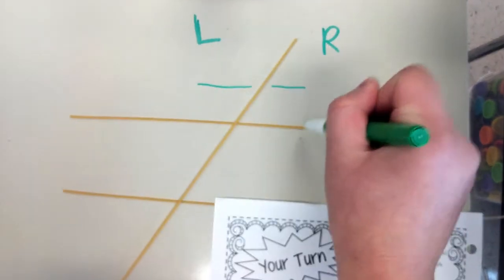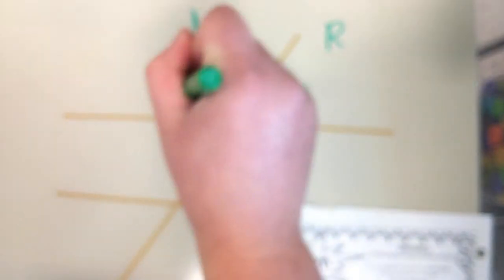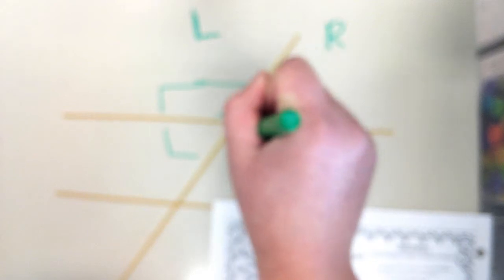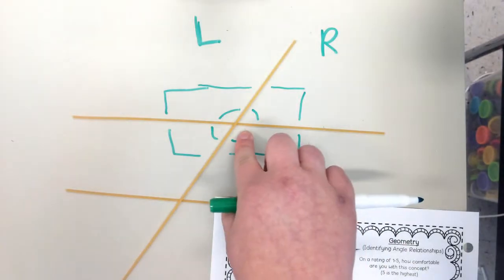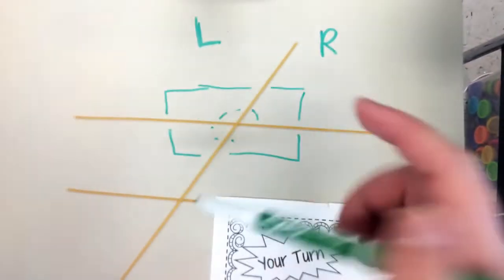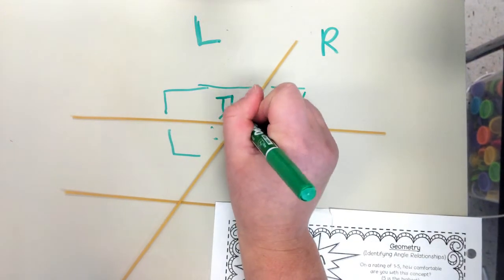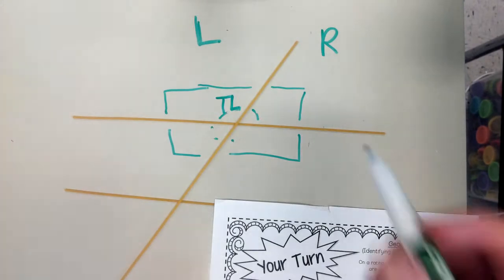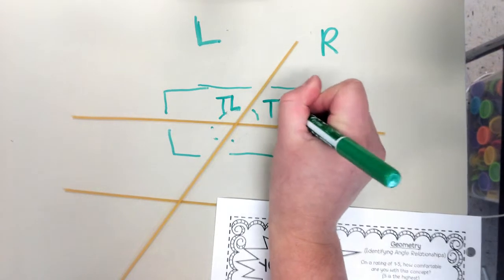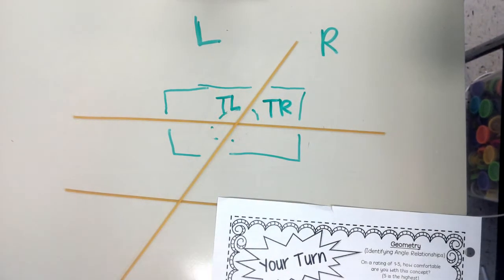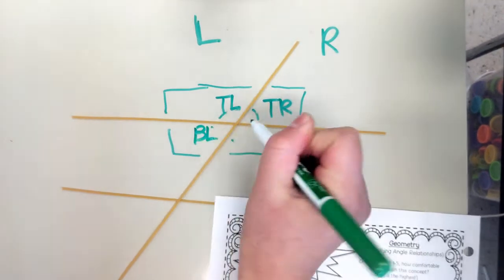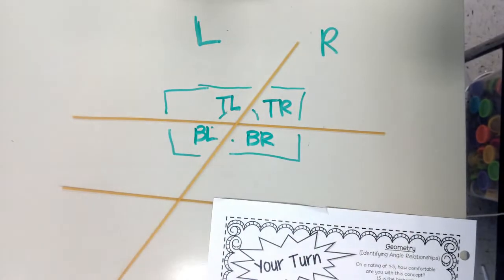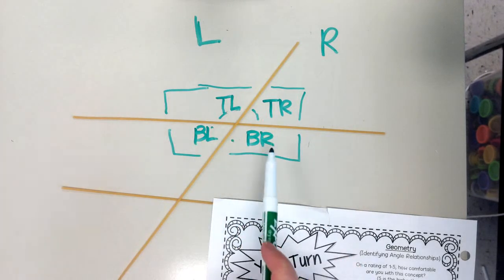Okay, so if I just look at this top part right here, I've got 4 different angles that formed. I've got an angle here, an angle here, an angle here, and an angle here. So I'm going to call this one my top left, and I'm going to label it TL for top left. So then the other one on the other side of the line, what do you think I'm going to call that? Top right. So it's on the top and it's on the right side. Then down here I've got bottom left, bottom right. So again, top left, top right, bottom left, bottom right is how I'm labeling it.